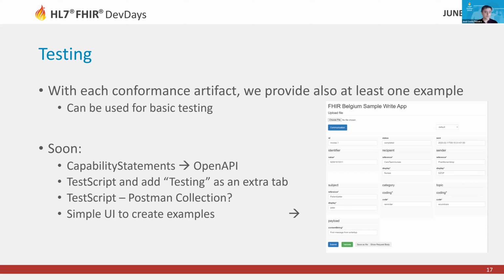The next thing that we want to do is to add test scripts and testing as a trap, so that when you're looking at the profile, you should also be saying, this is the profile and this is how I want to test it. So you should be able to have that option.